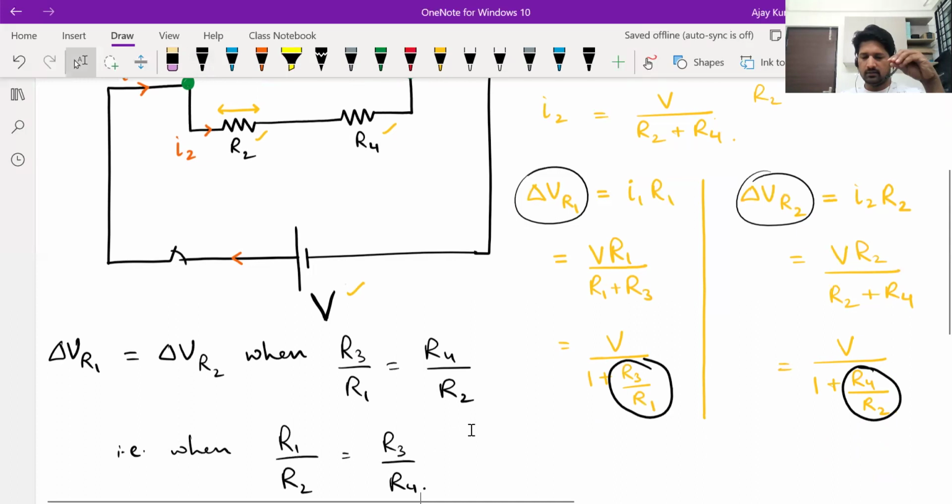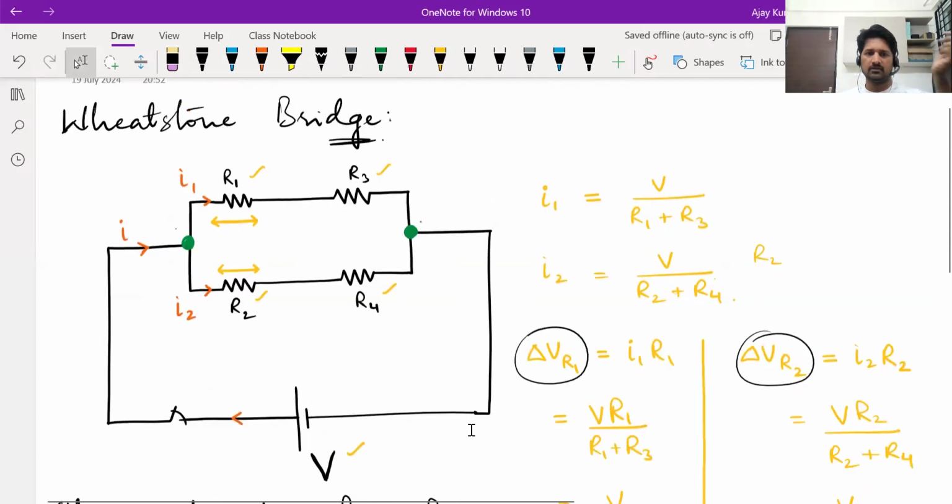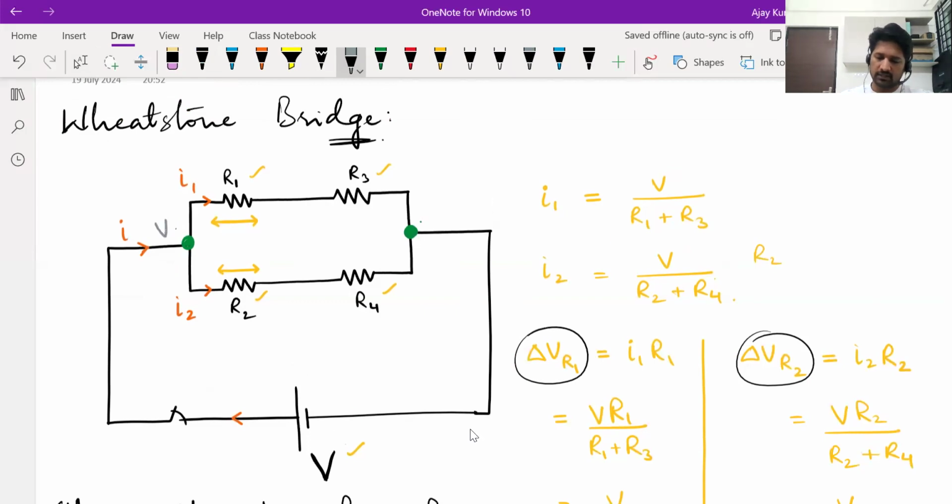Okay. What if they are equal? Now see, if the potential difference across R1 is the same as the potential difference across R2, R1 and R2 have their left terminal in common. Let's call the potential here V1. If the difference across R1 is the same as the difference across R2, then let's name these points X and Y. The point X and the point Y, if the differences across R1 and R2 are the same, then Vx will be equal to Vy.